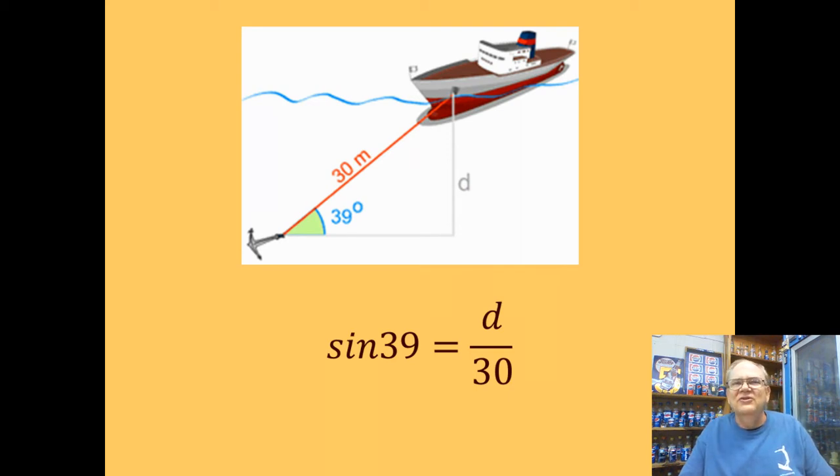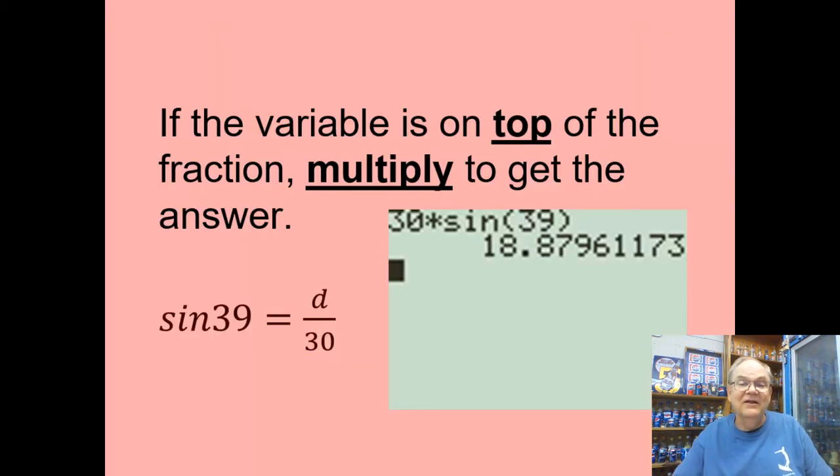We actually had problems that looked surprisingly close to this on that last test that you had over the first chapter, because this has a fraction. And the way that you get rid of fractions when you're solving an algebra problem is you multiply. And in particular, what I want to do here is multiply by 30. So what I would do to solve this problem is take 30 times the sine of 39, and we end up getting an answer that's about 18.9.